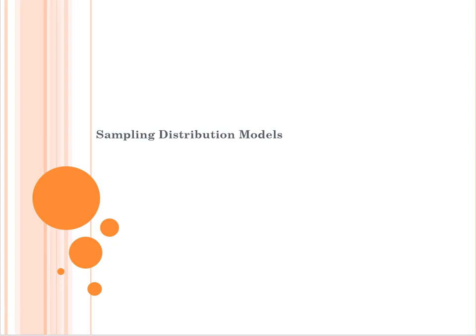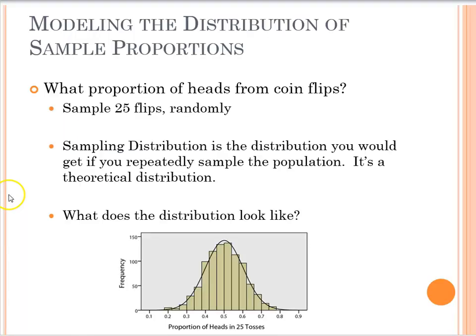But in order to do that, we have to learn a little bit about what's called a sampling distribution. A sampling distribution is the distribution you would get if you were to repeatedly sample the population. So for example, let's say you randomly flipped a coin 25 times, counting the number of heads that you get. So you can calculate the proportion of heads. That would be 1 sample. But let's say you did that repeatedly.